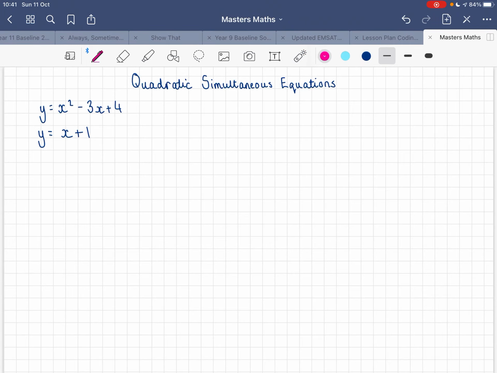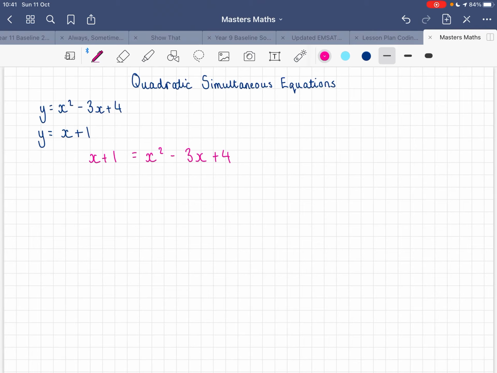Now, it's easier when a question is like this and they're both y equals, because we can just take this y equals x plus 1 and replace the y in the first equation with x plus 1. And then we rearrange and we solve to find the two values of x. So I'm going to rewrite it like that. So I've got x plus 1 equals x squared minus 3x plus 4.